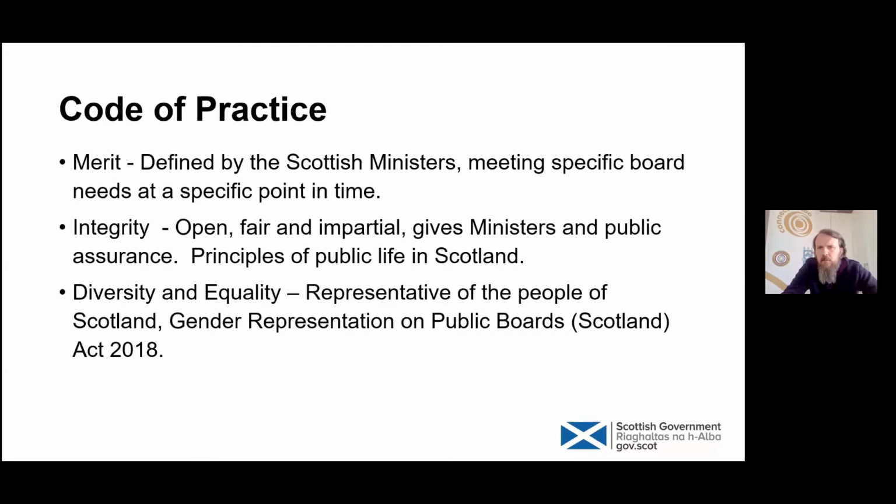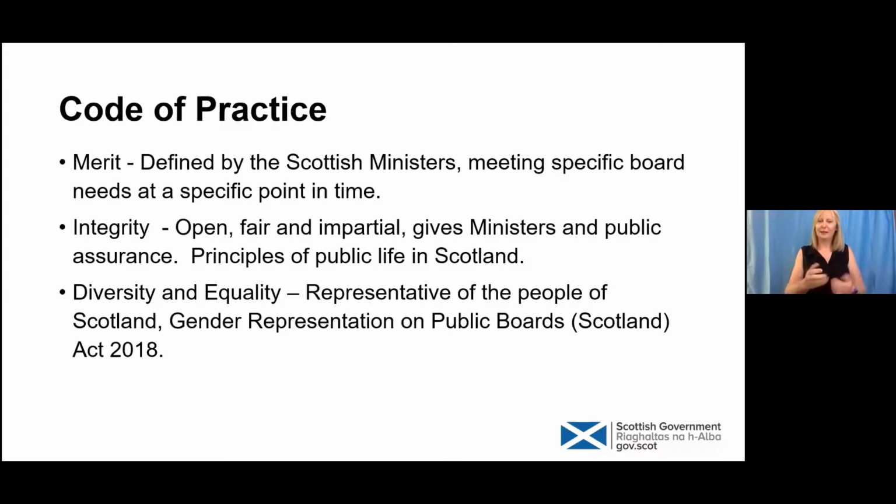Next slide, please. Briefly mention this, and this is the code of practice we work to. Merit, so we make sure that the board meets the specific needs at the time. Integrity, that the process is open, fair and transparent. And diversity and equality, representative of the people of Scotland. And that is why we're here to talk to you today as well.